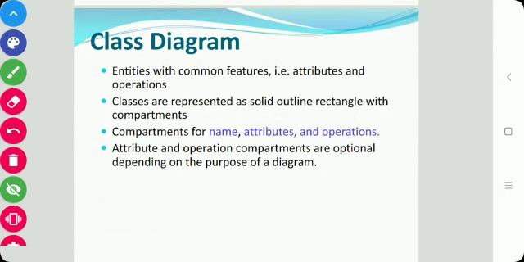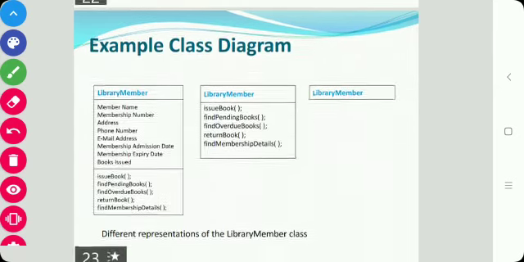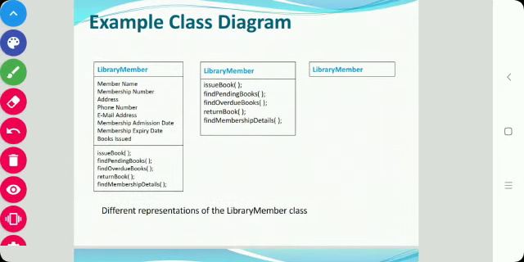Entities with common features, that is attributes and operations, represent the class. So a class represents the entities with common features, that is attributes and operations, and classes are represented by a solid line rectangle with compartments. So this is the symbol of class. It is represented by a rectangle which has different compartments. The first compartment consists of the name of the class. The second compartment consists of the attributes.